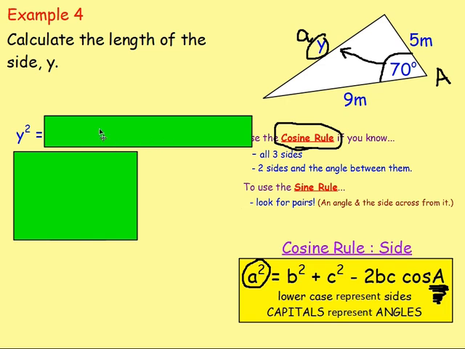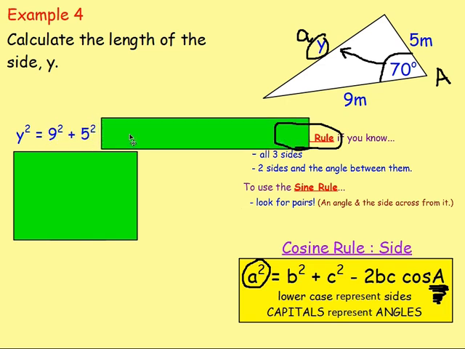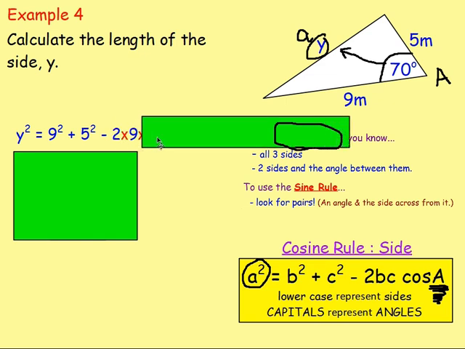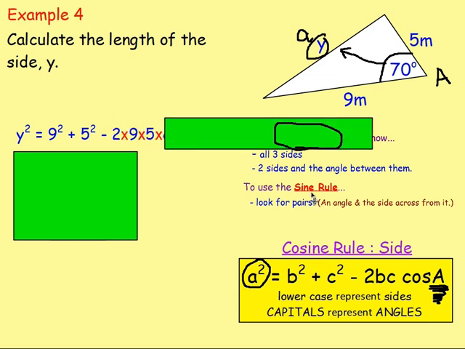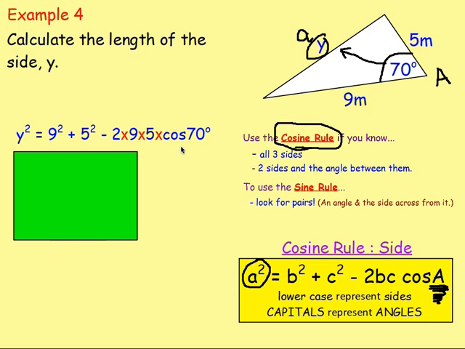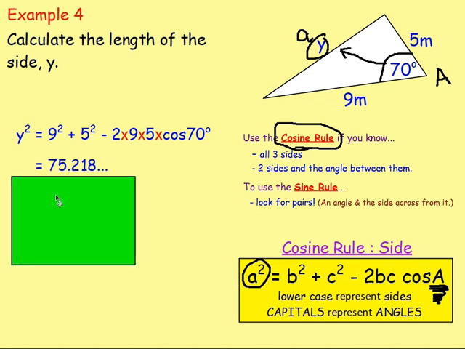Again, it does not matter which is which. So you'd have 9 squared plus 5 squared minus 2bc, which means 2 times b times c. So it's 2 times the 9 times the 5 times cos of the angle, and the angle here is 70, so it is cos 70 on the end. If you work that out on the calculator, you end up with 75.218. And that is going to be what y squared is.